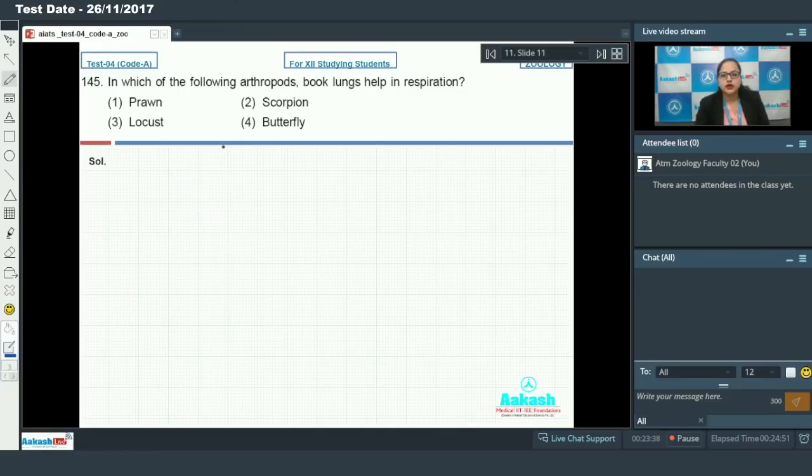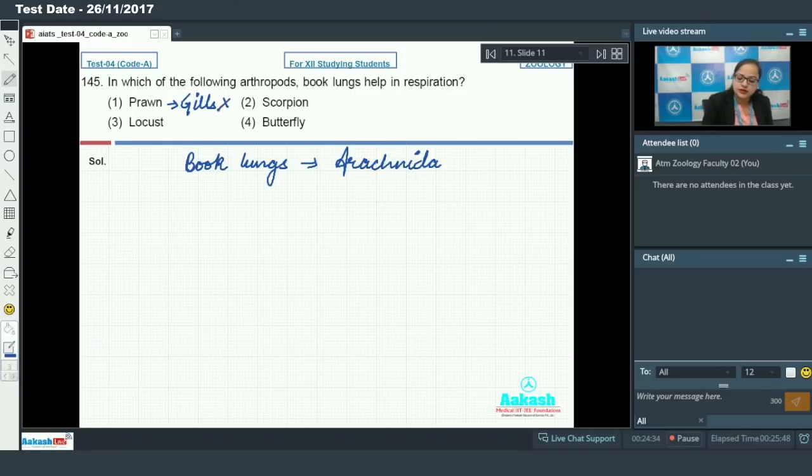Next question, that is question 145, which says in which of the following arthropods book lungs help in respiration? You know that the members of phylum Arthropoda have numerous respiratory structures like tracheal tubes, gills, and book lungs. So we have to select the arthropod having book lungs as their respiratory structure. And you know that book lungs are the respiratory structures of members of class Arachnida, which includes spiders and scorpions. So option first, that is prawn. Prawn is an aquatic organism and it respires via gills. So this cannot be an answer.